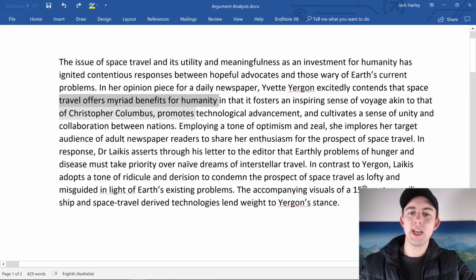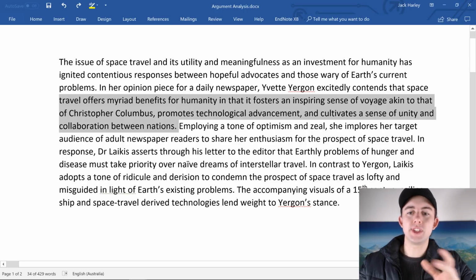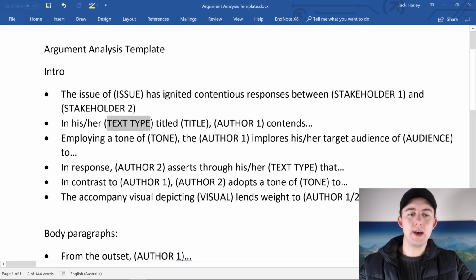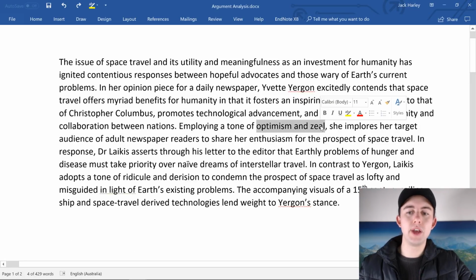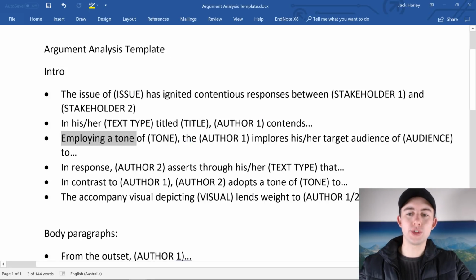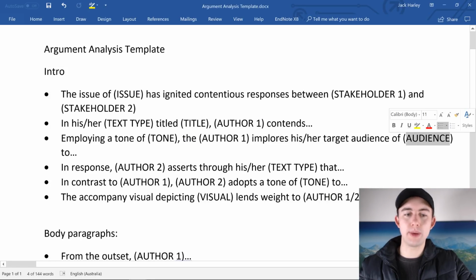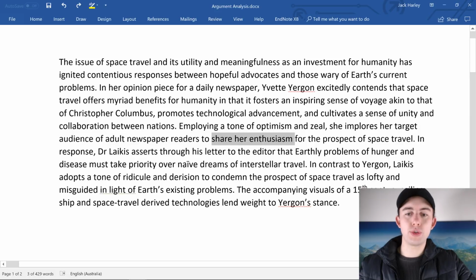that space travel offers myriad benefits for humanity in that, and we've gone to quite a great length to explain the contention here, fosters an inspiring sense of voyage akin to that of Christopher Columbus, promotes technological advancement and cultivates a sense of unity and collaboration between nations. So very thorough contention. Then employing a tone of optimism and zeal, she implores her target audience of adult newspaper readers to share her enthusiasm for the prospect of space travel.